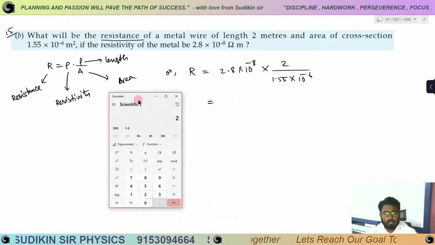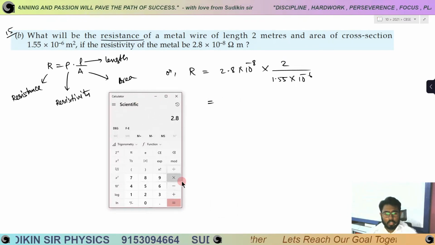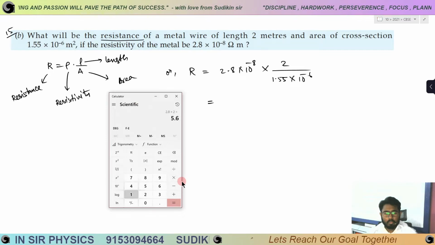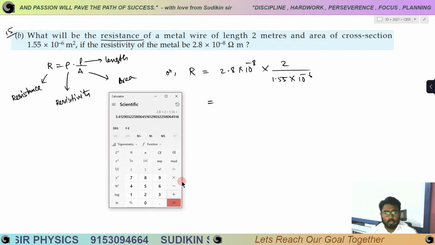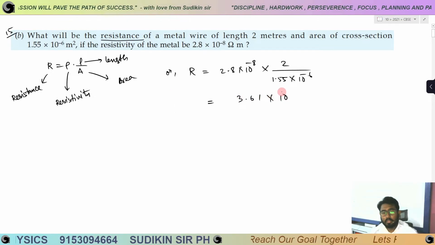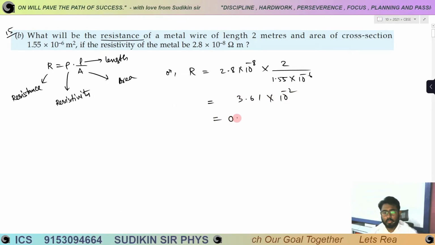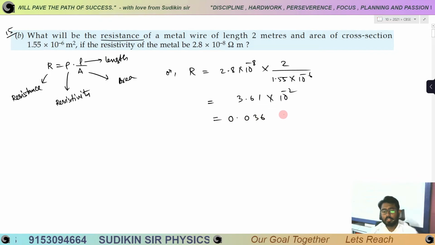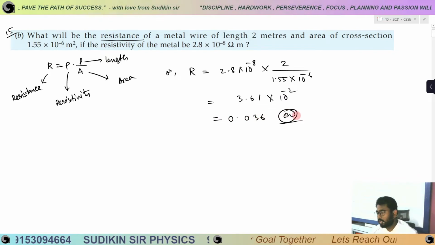So that will be 2.8 times 2 divided by 1.55. So 3.61. So 3.61 into 10 to the power minus 2, or it will be 0.036. This is the answer. Okay, all of you write this down.